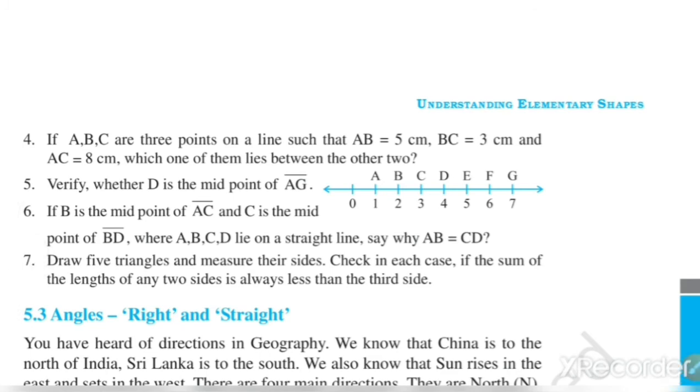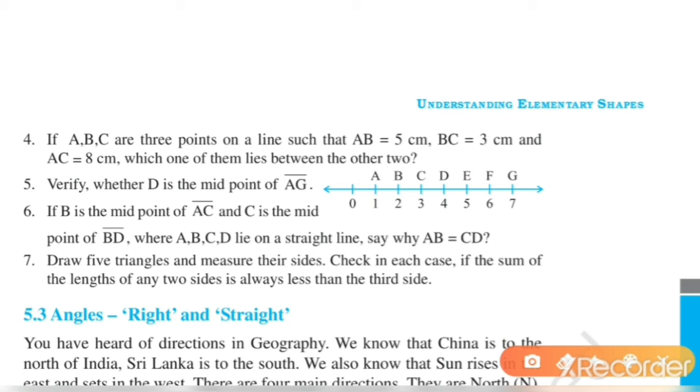Question 5. Verify whether D is the midpoint of line segment AG or not. Look, here we have line segment AG. And we have to find out whether D is the midpoint or not. Yes, D is the midpoint. If we move right side 3 units, 1, 2, 3, we will reach to G. And if we move 3 units to left side, 1, 2, 3, we will reach to A. So D is the midpoint of line segment AG.